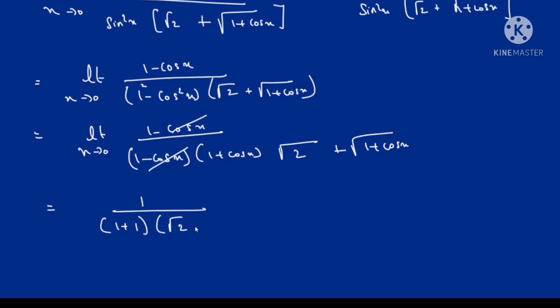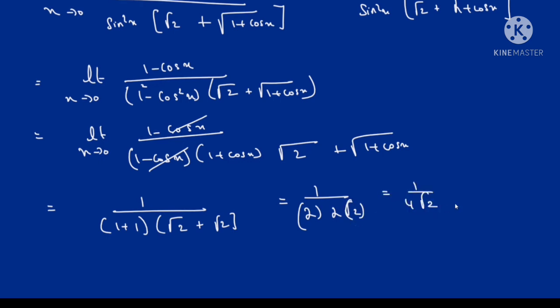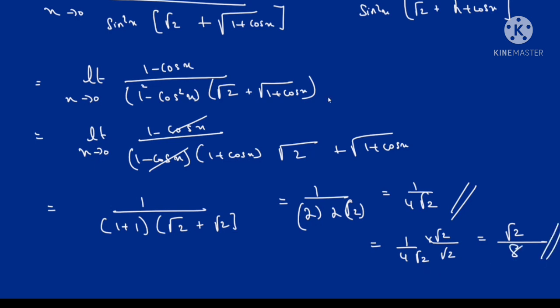Then you have root 2 plus root of 1 plus cos 0, which is 1 plus 1, another root 2. So that is equal to 1 by 2 into, root 2 plus root 2 is 2 root 2. So the final answer is 1 by 4 root 2. Or we can simplify this, 1 by 4 root 2, multiply and divide by root 2. So that is root 2 by 4 into 2, which is 8. So root 2 by 8 is the final answer.